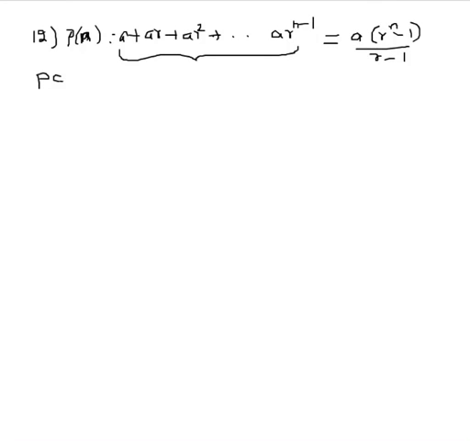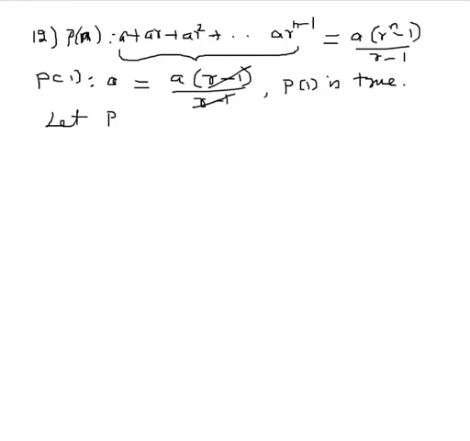Now P of 1 will have only the first term, a, which is equal to a into, we have to substitute n as 1, so r power 1 minus 1 by r minus 1. We get a equals a. Therefore, P of 1 result is true.